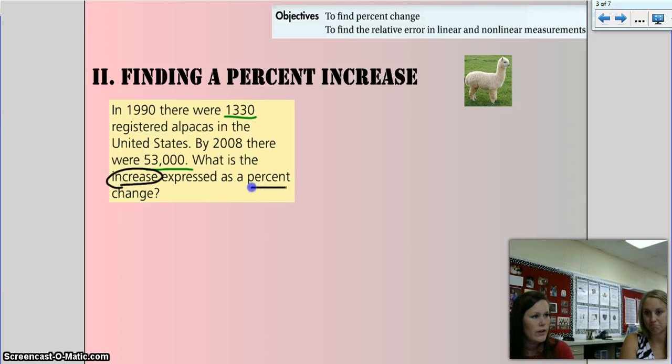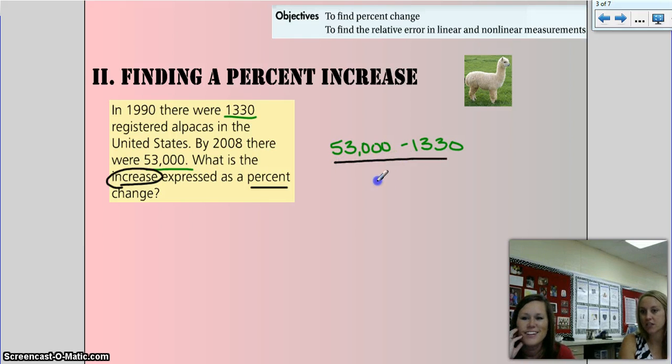Difference divided by original. You take the bigger number: 53,000 minus the sad little 1,330. You have to start somewhere, and we started with the original, 1,330. This is a massive increase, more than 100%. Let's find out how much. 53,000 minus 1,330 equals 51,670. That was an increase of that many, divided by 1,330.